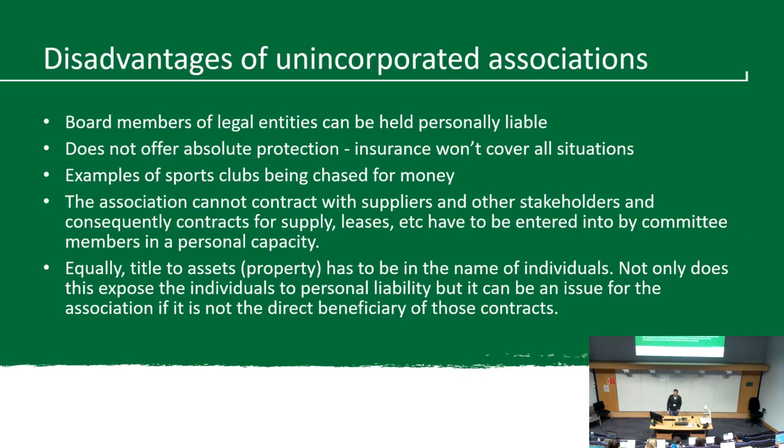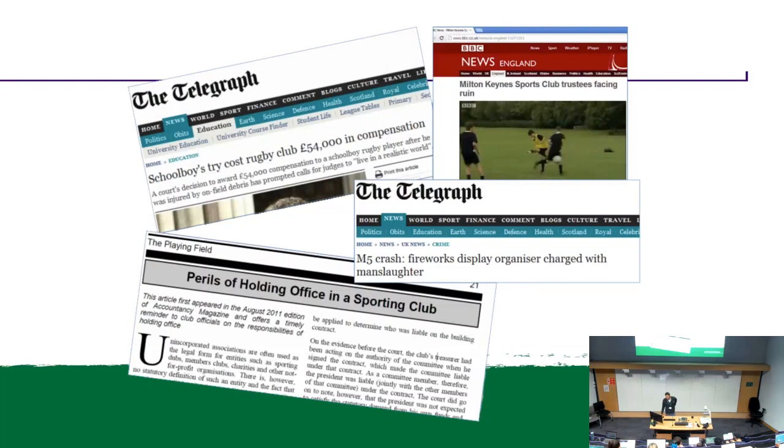Tricky as well, because that club can't enter into an agreement with a supplier or stakeholder beyond the names of the people that have signed the agreement. So technically, if you sign it on behalf of the club and it's an unincorporated association, it's the people that signed that agreement that are entering into that arrangement. And equally, all property has to be in the name of individuals as well. So there's a personal liability aspect here. These are some examples where individuals have been charged when they've been involved in a sports club, but the sports club hasn't been able to meet those obligations, and then individuals have been fined or charged in some way.